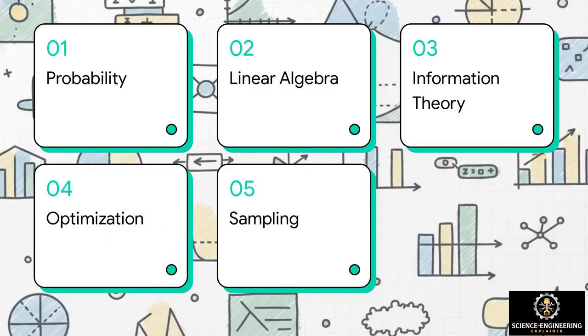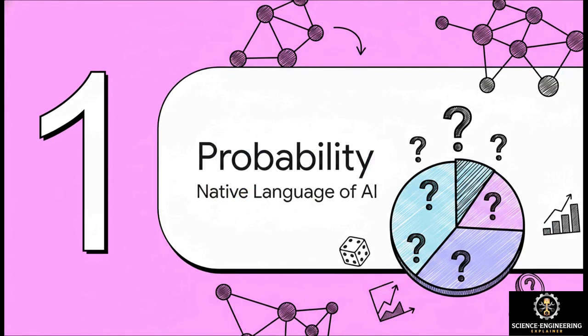So here's our roadmap for today. We're taking exactly 5 essential tools out of the box. Number 1, probability. 2, linear algebra. 3, information theory. 4, optimization. And 5, sampling. All right, let's jump right in.